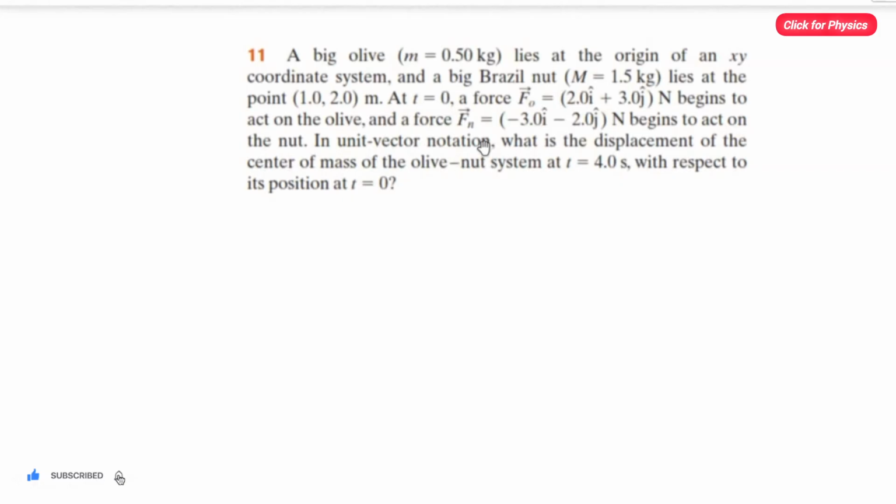In unit vector notation, what is the displacement of the center of mass of the olive nut system at a time t equal to 4 seconds with respect to its position at t equal to 0 second?